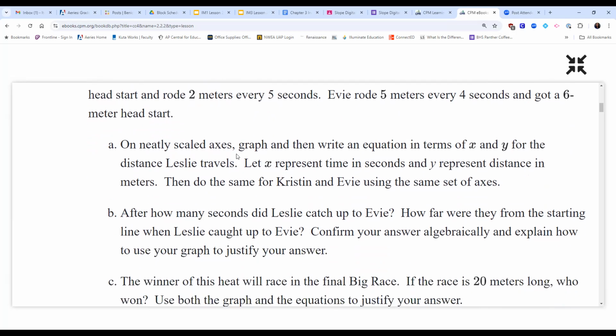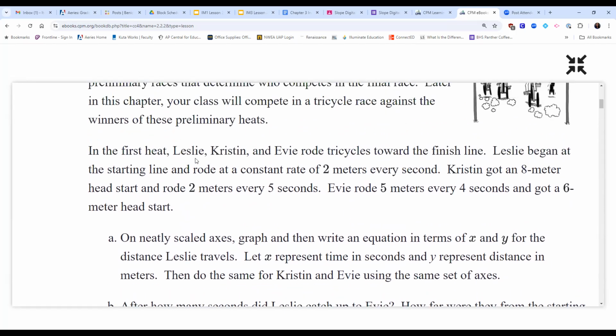On neatly scaled axes, graph and then write the equation in terms of x and y for the distance Leslie travels. Let x represent time in seconds and y represent distance in meters. Then do the same for Kristen and Evie using the same set of axes. Okay, let's start with Leslie. Pick a writing utensil that you want to use, and you're definitely going to want a straight edge.